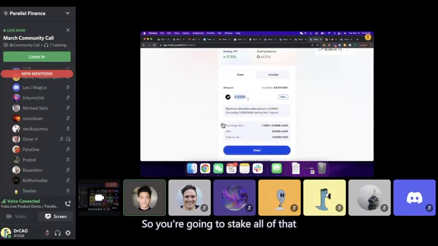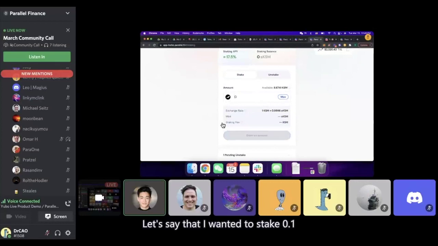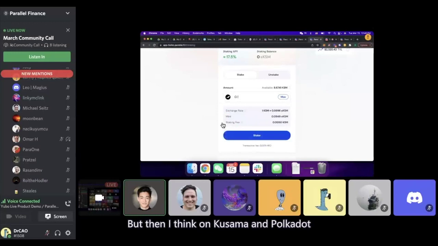So if you want, you can just stake all of that. Let's say that I wanted to stake 0.1. I can stake 0.1, but I think on Kusama and Polkadot there is a minimum stake. Now we actually make it smaller. Let's say I want to stake 1.5, whatever amount.